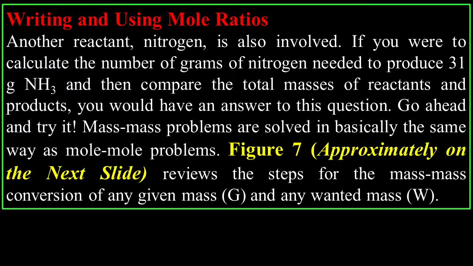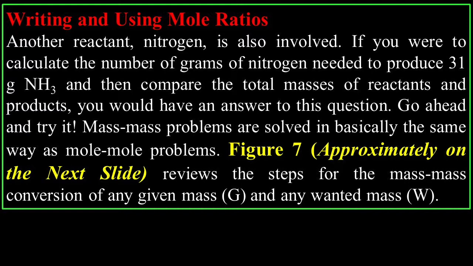Another reactant, nitrogen, is also involved. If you were to calculate, going back to the problem, the number of grams of nitrogen needed to produce 31 grams of ammonia, and then compare the total masses of reactants and products, you would have an answer to this question. Go ahead and try it.